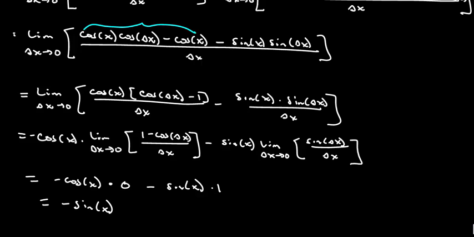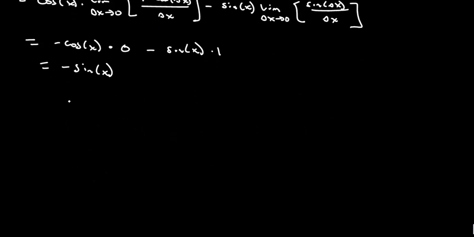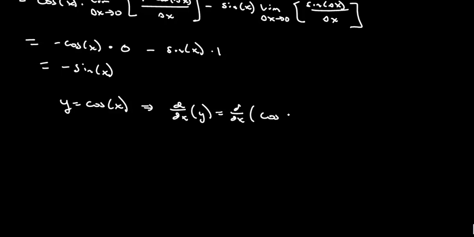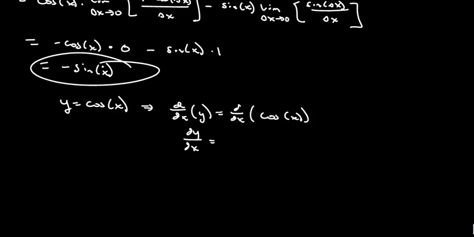sine x. So if we have a function y which is equal to cosine x and we want to differentiate it, then d dx of y is the same as d dx of cosine x, and so dy dx is equal to this guy, negative sine x. And there you've got your derivatives for your cosine and your sine.